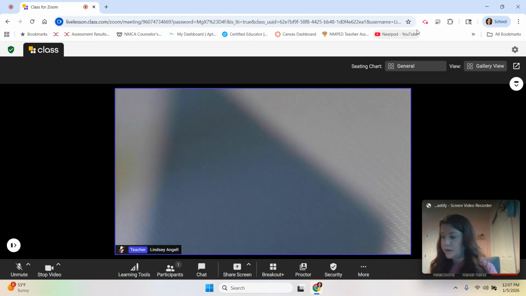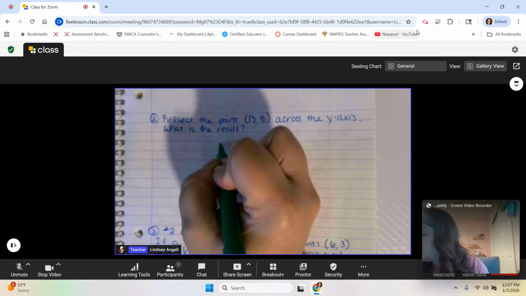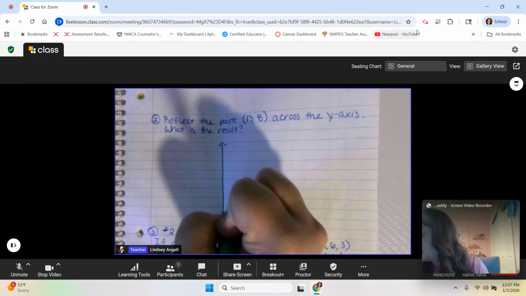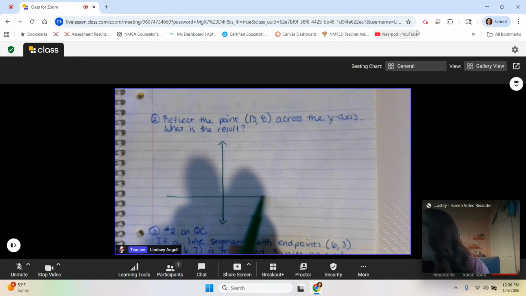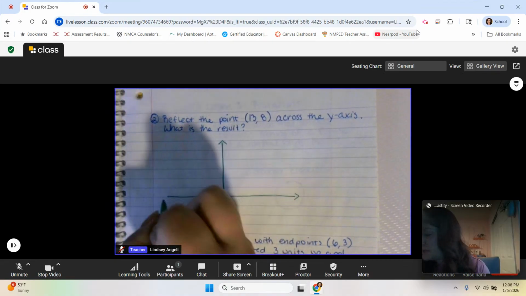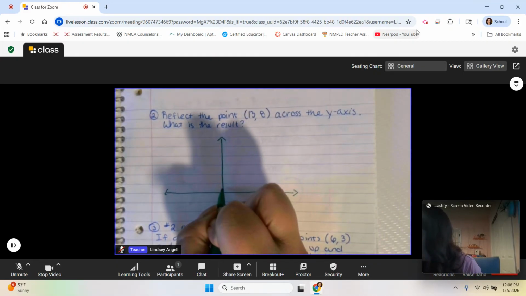For this next one, number 2, reflect the point (13, 8) across the y-axis. What is the result? So, again, before you're used to doing this stuff, the best thing to do is to graph it. I should have had this already set up for us, but I don't. Let me go ahead and build this.